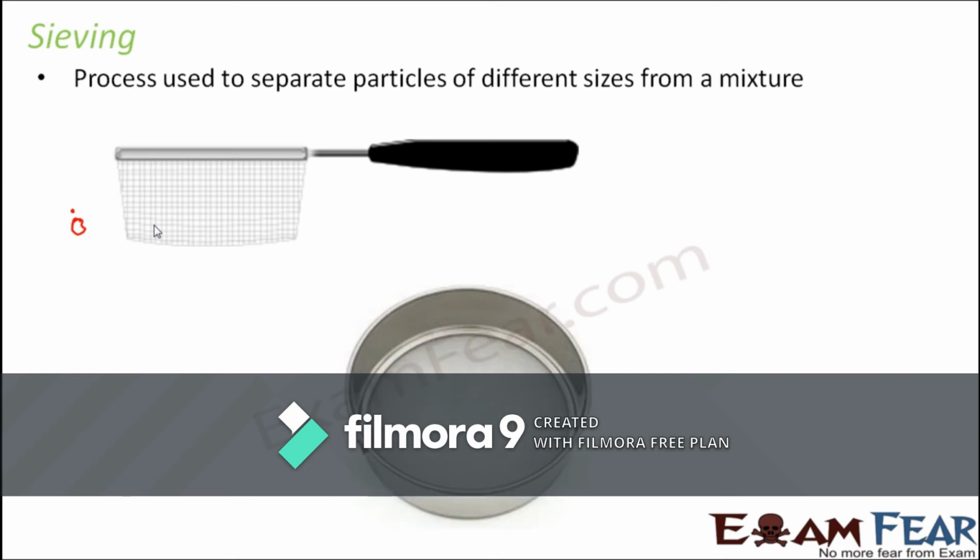Let us look at some other sieves. This is another sieve which is commonly used in our household to clean flour, or to clean wheat. All those things are done using this. In fact, this is also a sieve. So there are different types of sieves. Some are plastic, some are made of steel. They are all of different types.